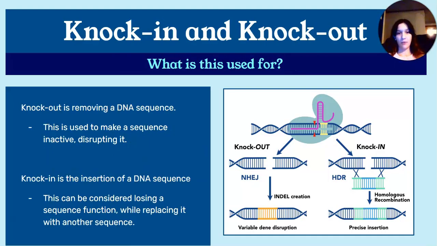A knockout and a knock-in, what is that? A knockout is when something is removed from a DNA sequence. A sequence becomes inactive and is disrupted, while a knock-in is an insertion. The insertion is considered losing one function while replacing it with another sequence. Here you can see a knockout, where there is a disruption here. And then with a knock-in, you can observe the insertion of something new.